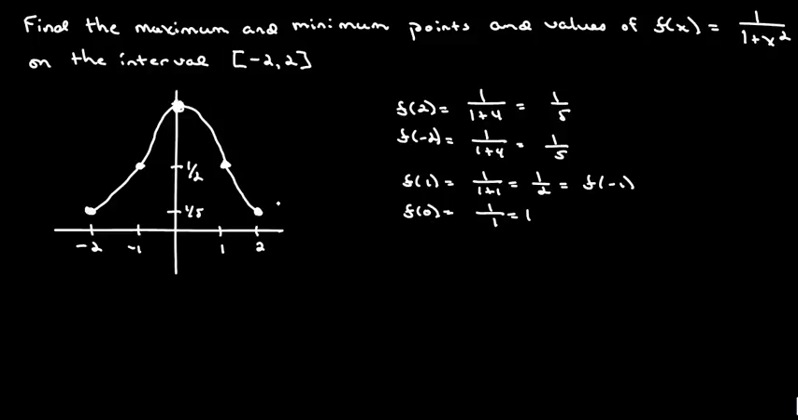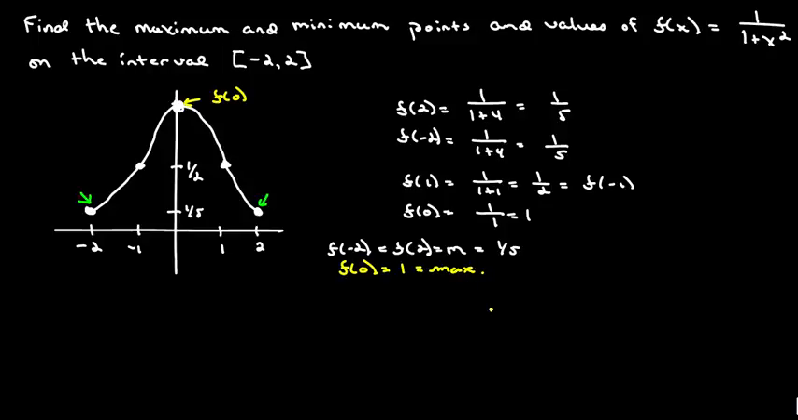So it's clear from the picture that f of negative 2, which is the same as f of 2, is the minimum value, which is 1/5. So we have a minimum value here, and it displays here as well. The minimum value is the same, but at two different points. We also know that we have a maximum value here at f of 0. So the maximum value is 1.